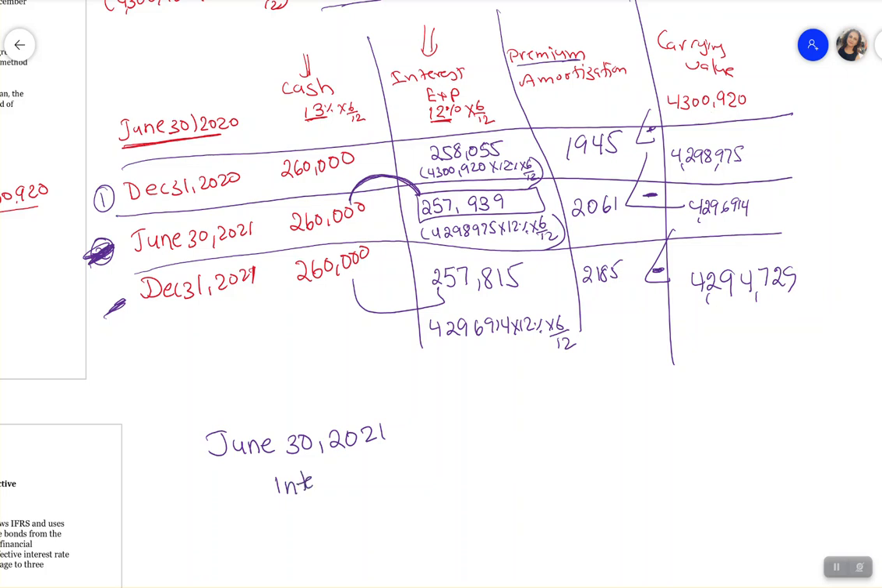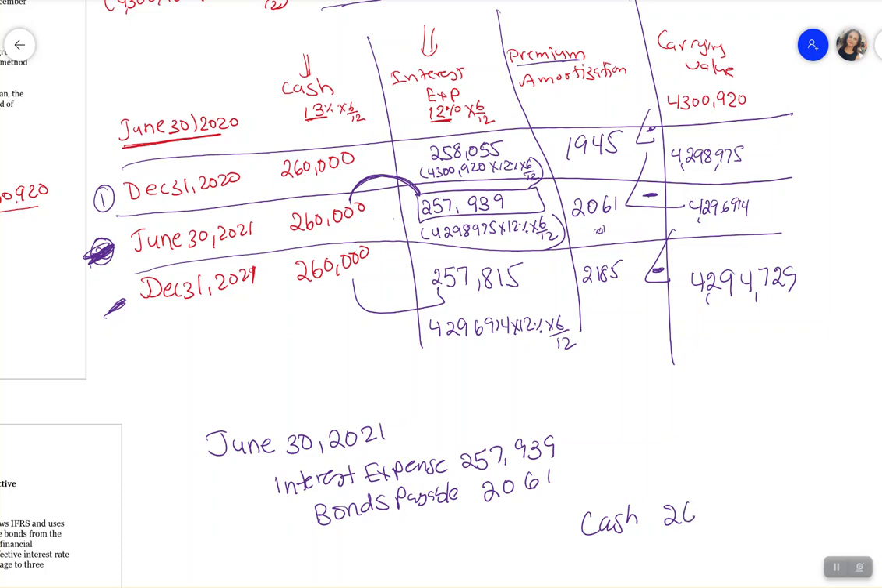But let's do it. So we have an interest expense of 257,939. We have a bonds payable. Our bonds payable is going to be our first one. We did the first entry. I'm doing the second one, sorry. 2061, and then we have a cash. Our cash is not going to change, 260,000.